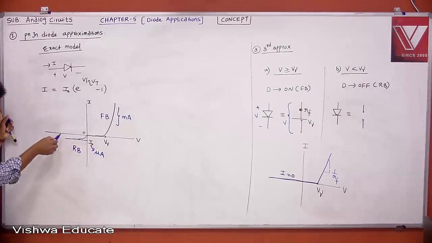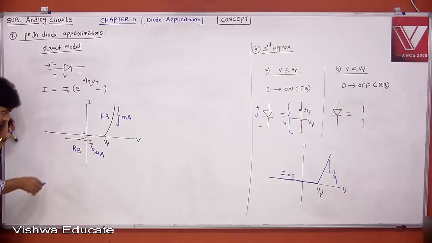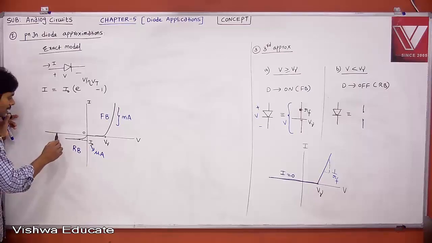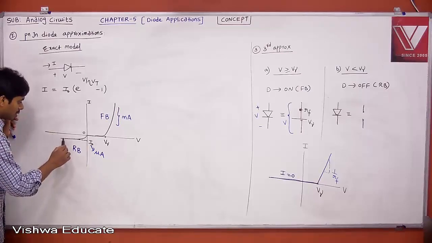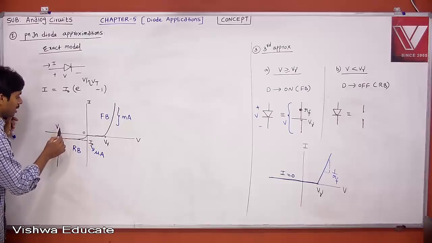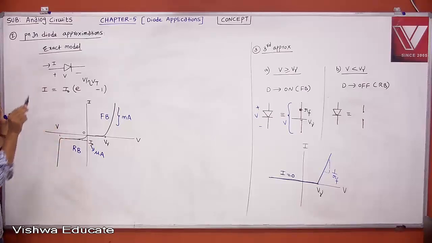If I increase my reverse bias voltage, in practical PN junction diodes there is something called breakdown voltage. What do you mean by breakdown voltage? If you increase and reach breakdown, your current will be infinity. This is your avalanche breakdown. But if you take a Zener diode, that is Zener breakdown, which is controllable.